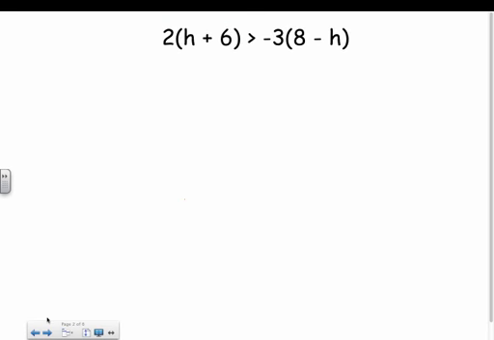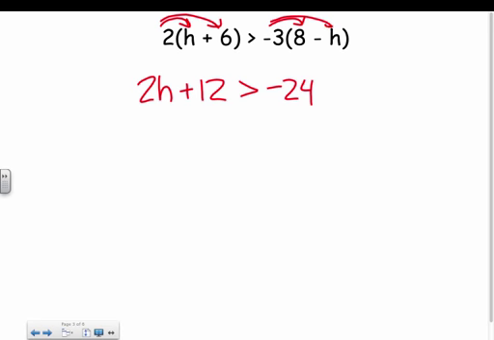Oh, it's getting nastier here. It looks like I got both sides to simplify. Let's look at the left side first. We got to go 2 times h, and then 2 times a positive 6, which is a positive 12. Bring my symbol down. Negative 3 times 8 is a negative 24. Negative 3 times a negative h is a positive 3h. Right? Negative times a negative is a positive.